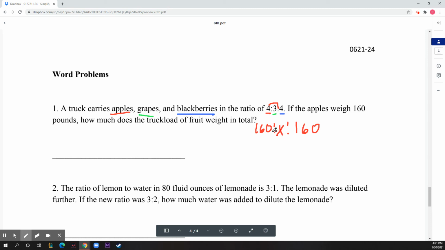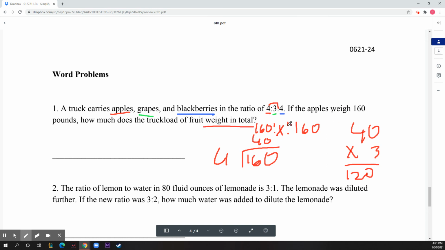Okay, and so if you think about it, 4 has to be multiplied by something to turn into 160, so you just divide 160 by 4 and you get 40. Which means 4 times 40 is equal to 160, and 3 times 40 is equal to x. So you just multiply 40 by 3 and you get 120, and so it's 160 to 120 to 160. But that's not what the word problem is asking for. It's asking how much does the truckload of fruit weigh in total. So you need to add everything up. 160 plus 120 plus 160 is 440 pounds of fruit. Okay.